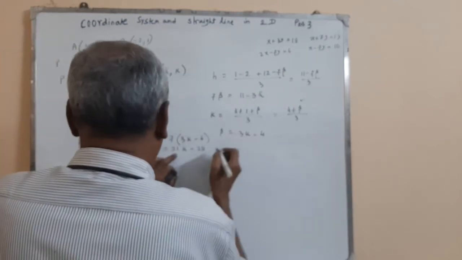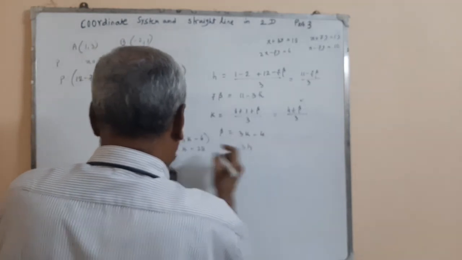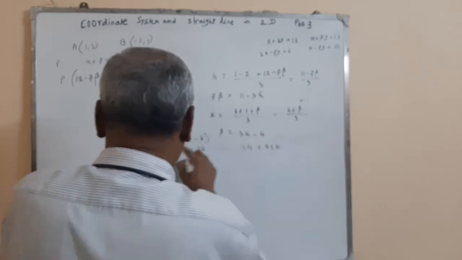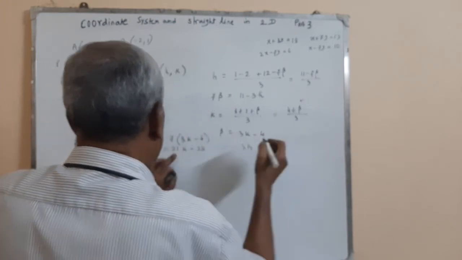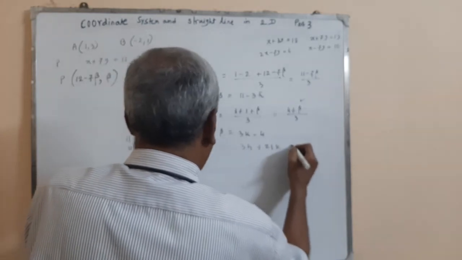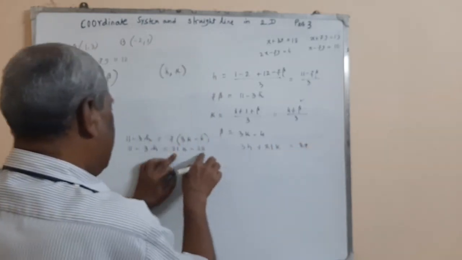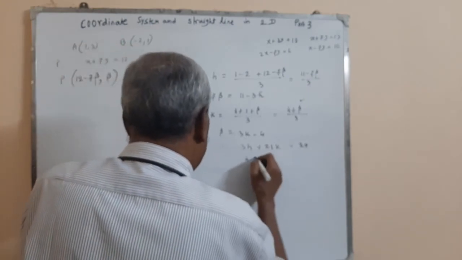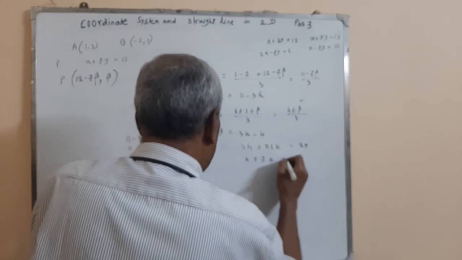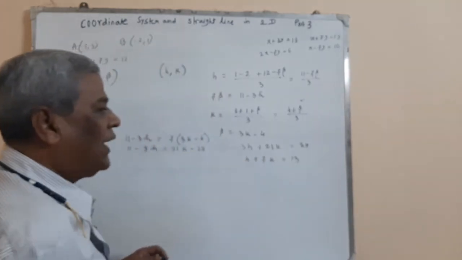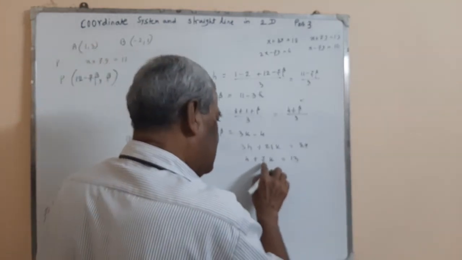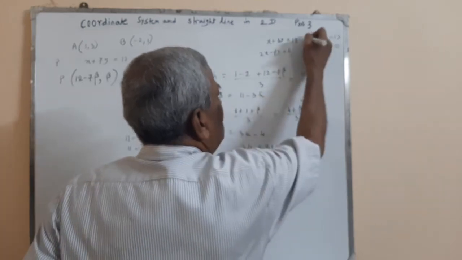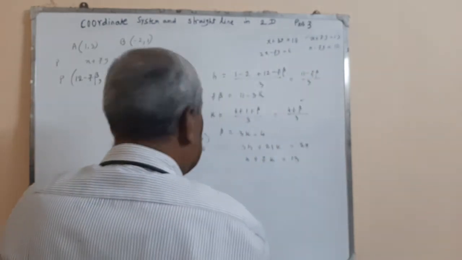That means 3h plus 21k, this plus that, is equal to 28 plus 11, that is 39. Cancelling 3, h plus 7k is equal to 13. So the locus is x plus 7y is equal to 13. We get this.